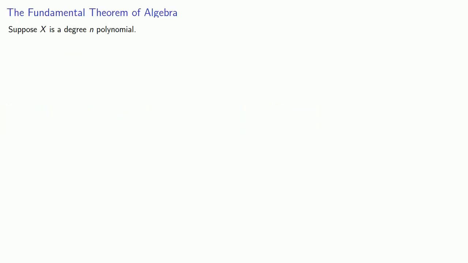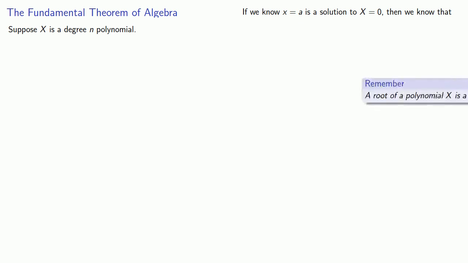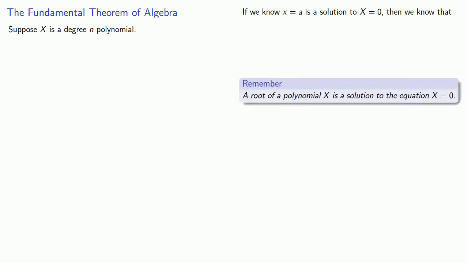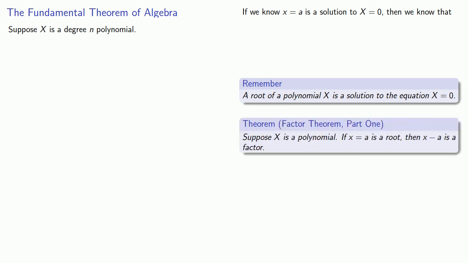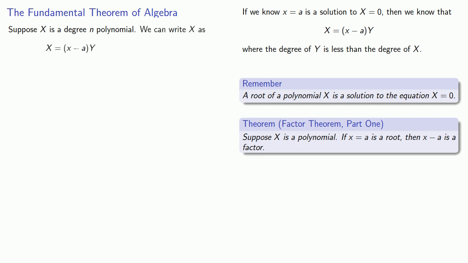Suppose capital X is a degree n polynomial. And furthermore, suppose that we know that x equals a is a solution to polynomial equals 0. Then, remember, a root is a solution, which means that x equals a is a root. And our factor theorem says that if x equals a is a root, then x minus a is a factor. And so that means I can write my polynomial as x minus a times something, where the degree of our new polynomial is less than the degree of our original.